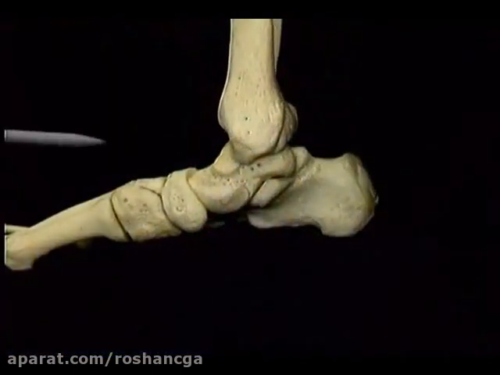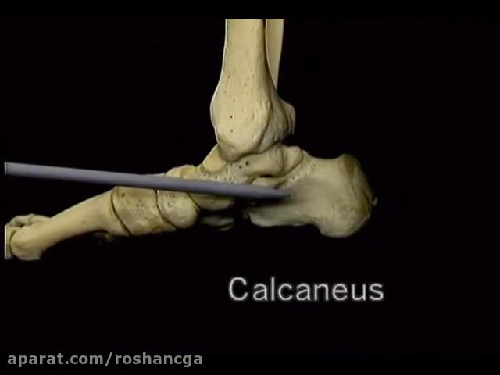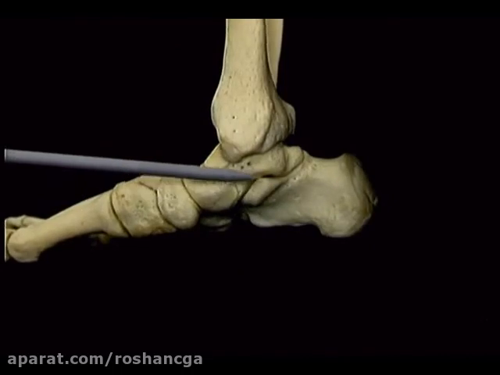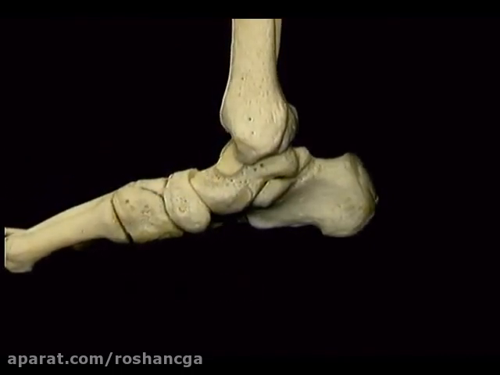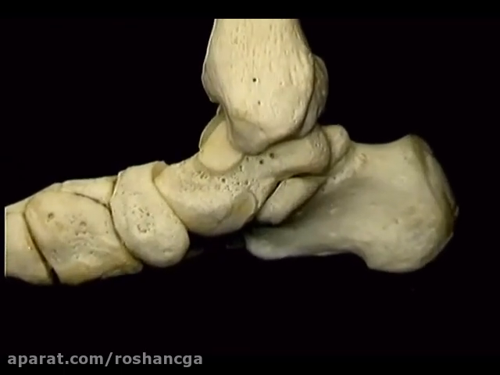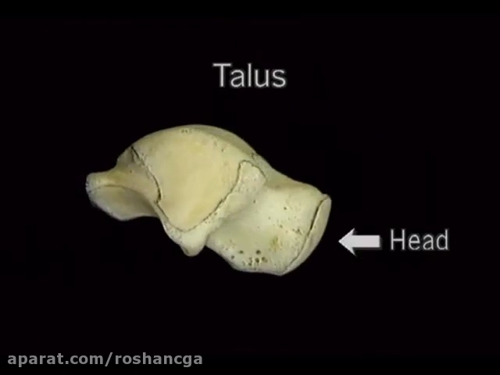Now let's look at the bone that articulates with the tibia and fibula to form the ankle joint, the talus. This is the talus. The bone below and behind it is the calcaneus or heel bone. The bone in front of the talus is the navicular bone. We'll meet the other tarsal bones shortly. Now we'll go round to the lateral view to see the talus by itself. This is the head of the talus.